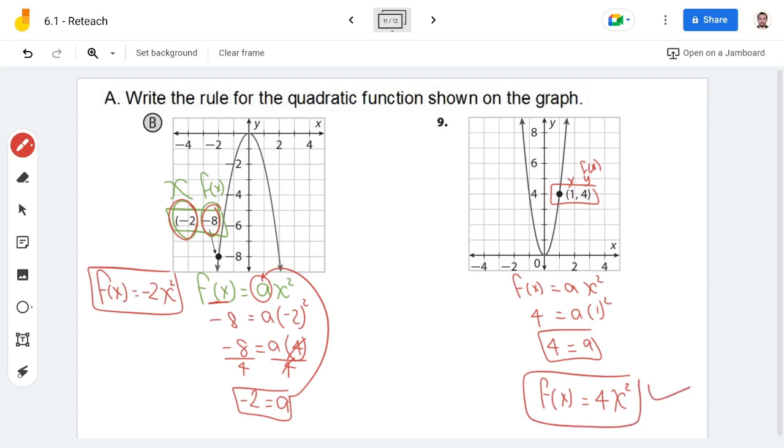Now, if you look here, a is positive, which is greater than 0. A is greater than 0, so that's why it's upward. And here, if you look at a, it's negative 2. That means a is less than 0 because it's negative, so it's downward.